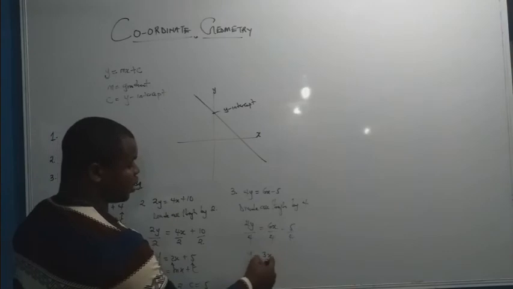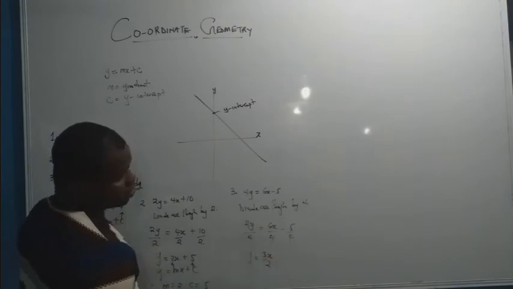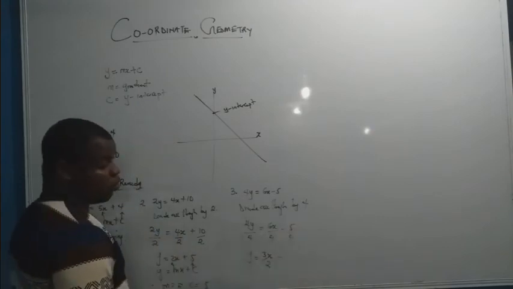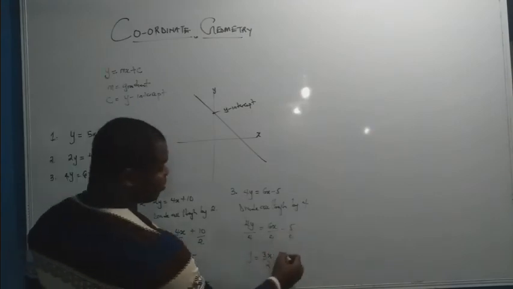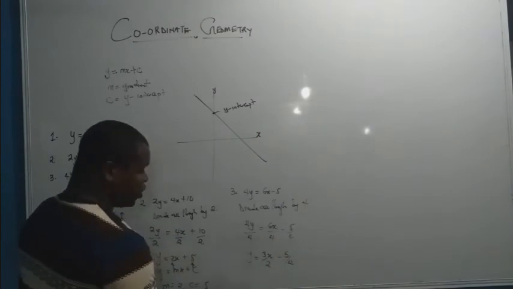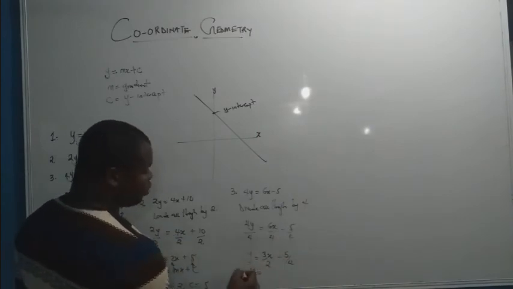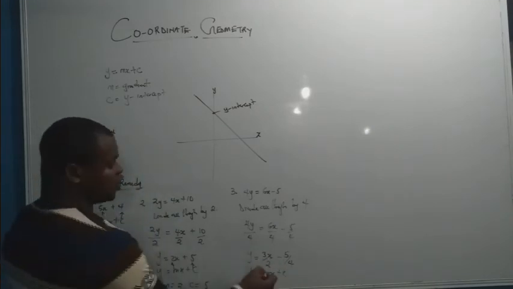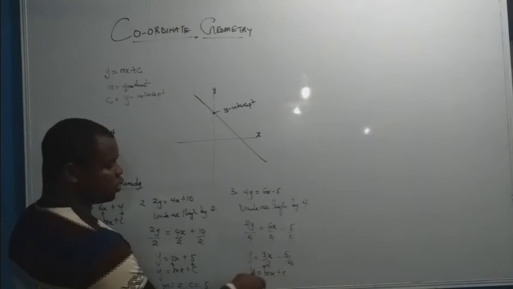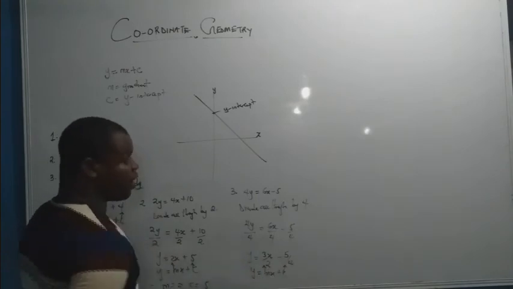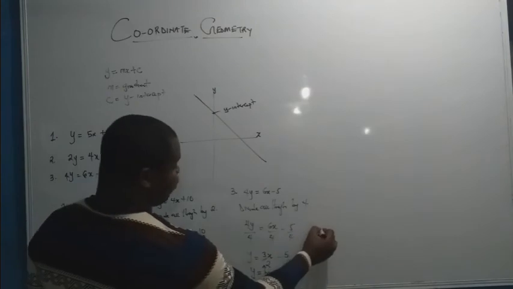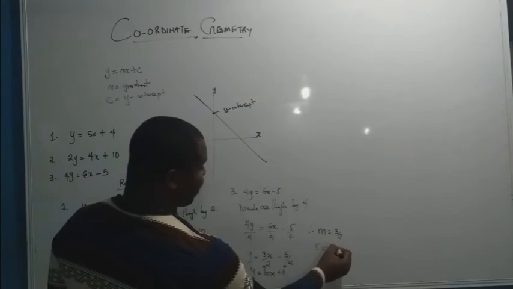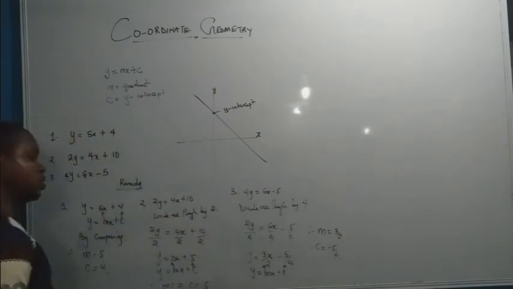Is that clear? Alright, so we have 3 over 2 x minus 5 over 4. We can still leave it in this form. So when you compare y is equal to mx plus c, your m will now be 3 over 2, and your c will now be minus 5 over 4. Therefore, m is equal to 3 over 2, which is the gradient, and your c is equal to minus 5 over 4. Is that clear?